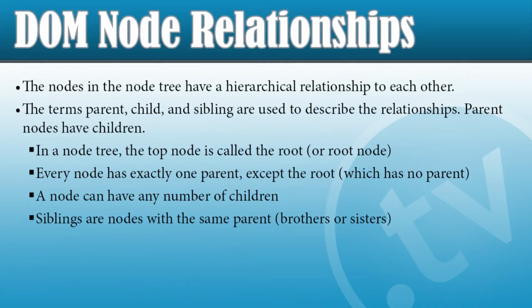Hi and welcome. I'm going to be talking about DOM node relationships. The nodes in the node tree have a hierarchical relationship to each other. The terms parent, child, and sibling are used to describe the relationships. Parent nodes have children. In a node tree, the top node is called the root or the root node. Every node has exactly one parent, except the root, which has no parent. A node can have any number of children. Siblings are nodes with the same parent, brothers or sisters.